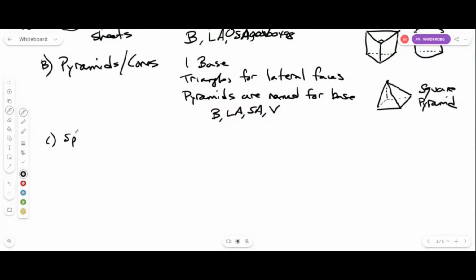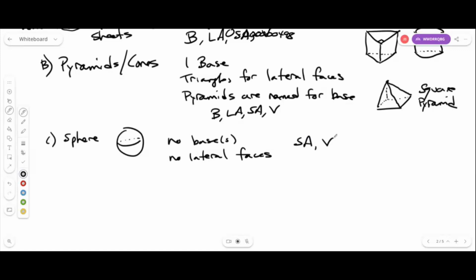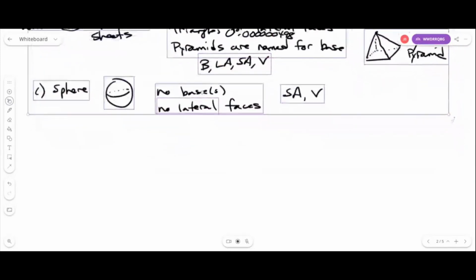And the third classification was a sphere. A sphere is like a ball. It has no base or bases. It has no lateral faces. But we can find the surface area and the volume. And so we, again, looked at problems where we were taking the measurements off of the diagram and putting them in the correct spot in the formula.